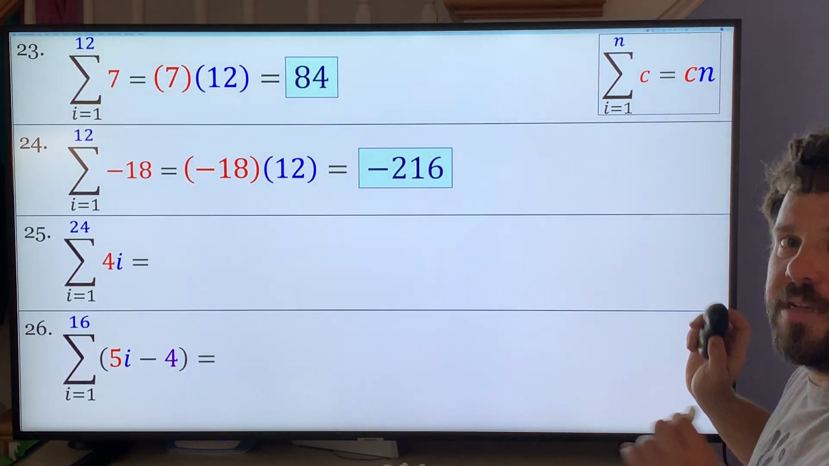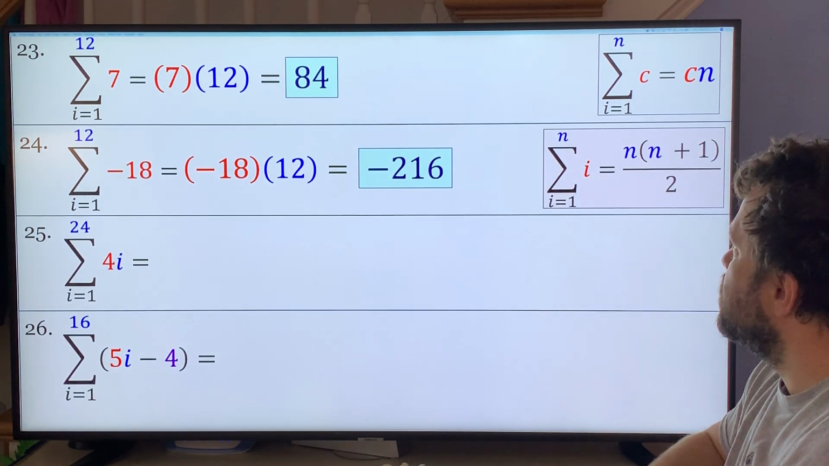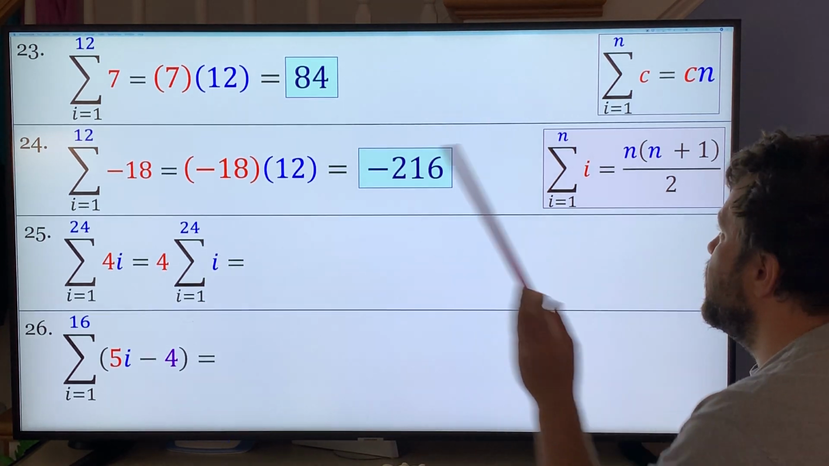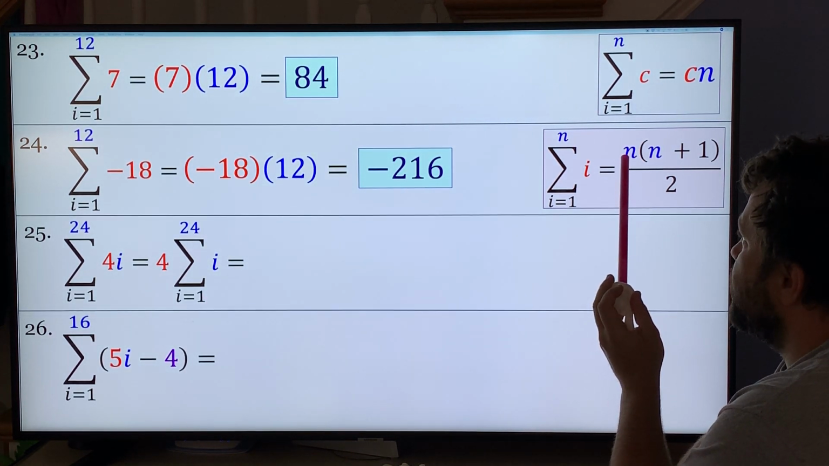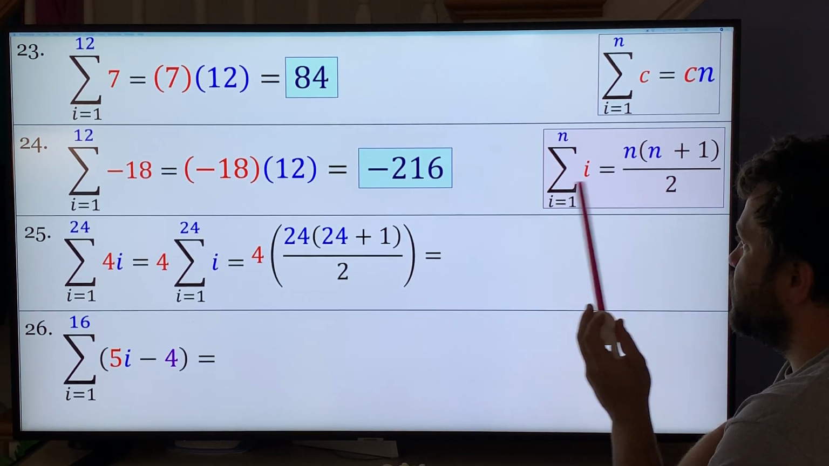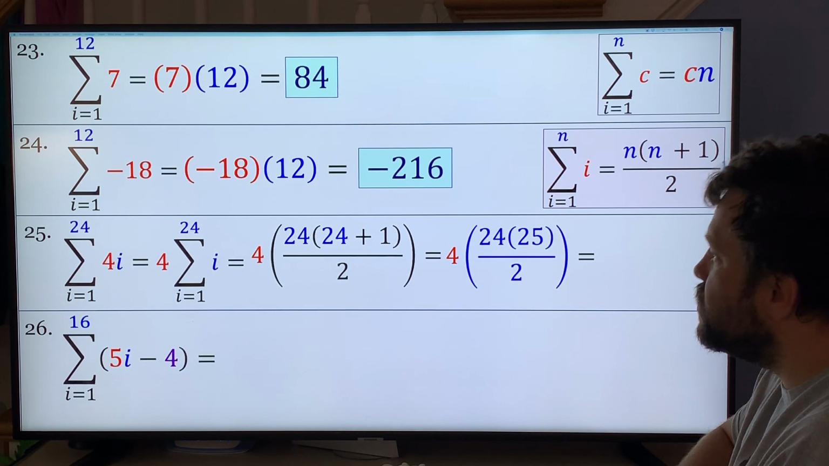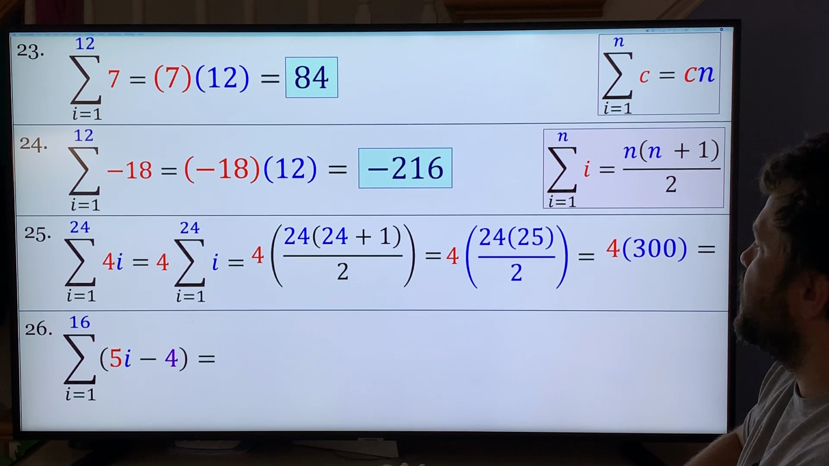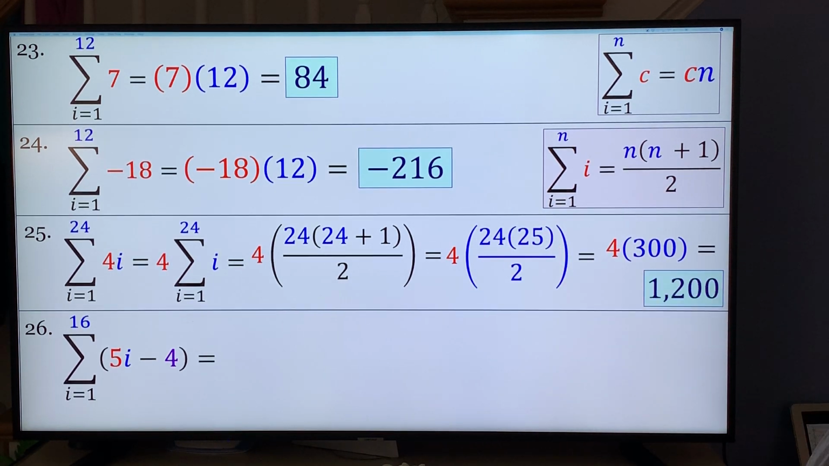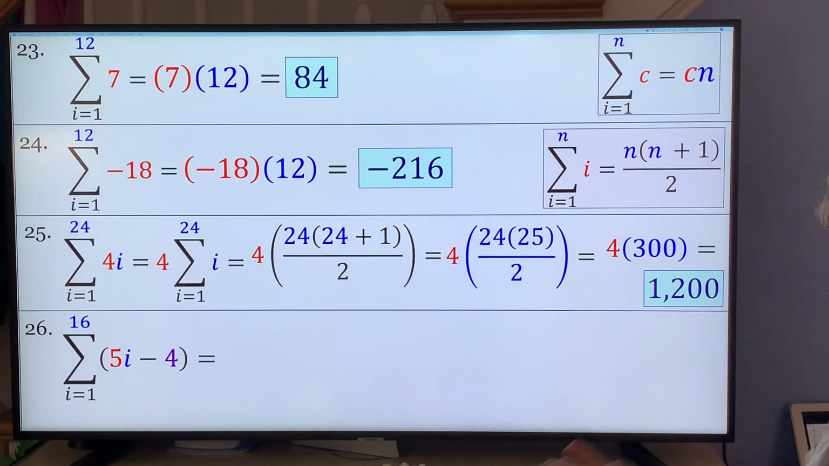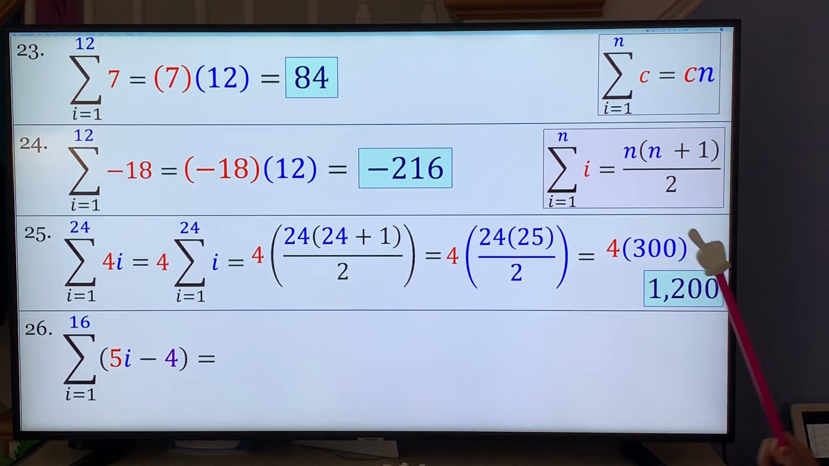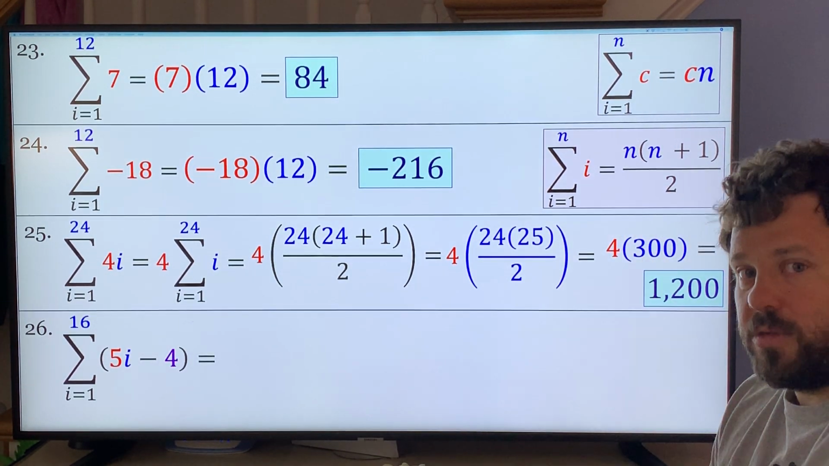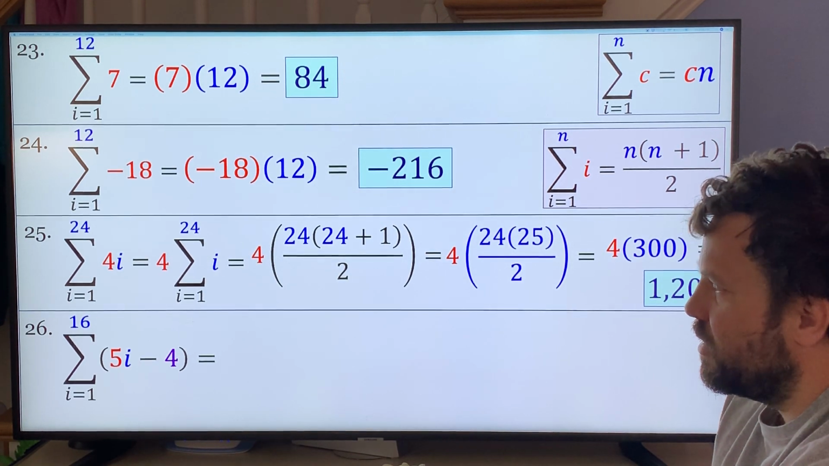Problem 25. First step, pull the constant forward. 4 goes forward. All right, so we're going to use this rule right here. 4 times the sum of I from 1 to 24. So 24 goes in for n. 24 plus 1 is 25 over 2. 24 times 25 divided by 2. If you want to do 12 times 25, that's okay. Or you can cancel the 2 divided by 2. 4 times 300. If you want to do it in one scoop here and get your 1200, you can as well. There you go. Look how easy that was. You did this problem in probably, I don't know, under a minute. Well, you didn't have to write out 4 times 1, 4 times 2, 4 times 3, all the way up to 4 times 24.